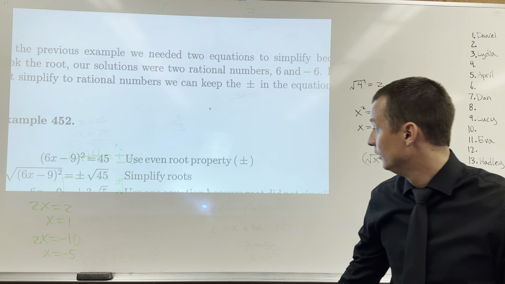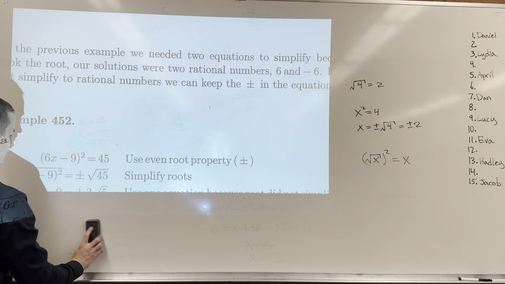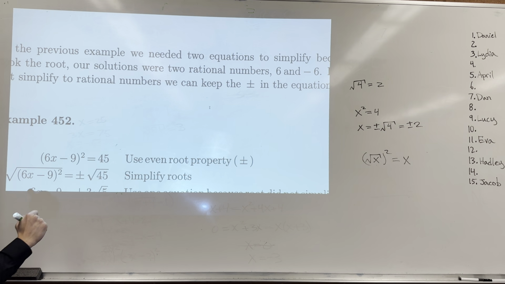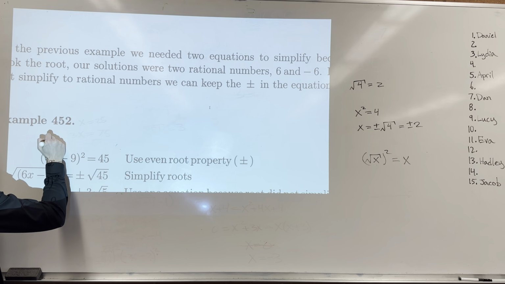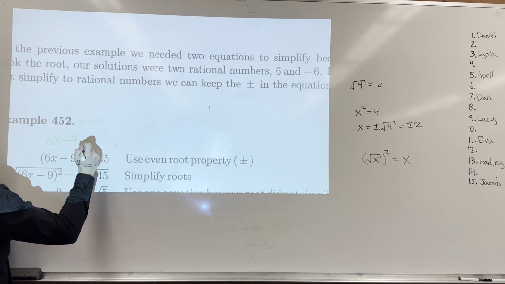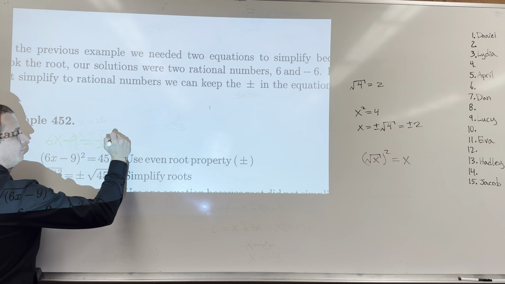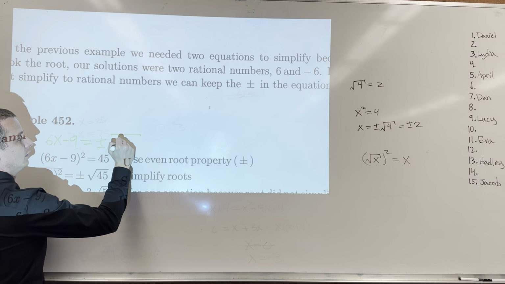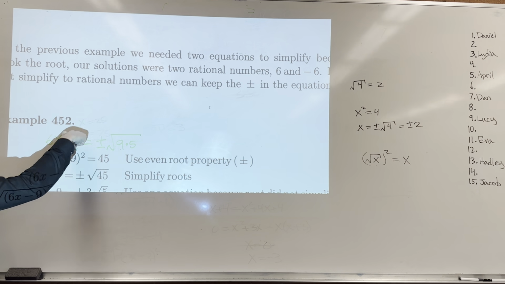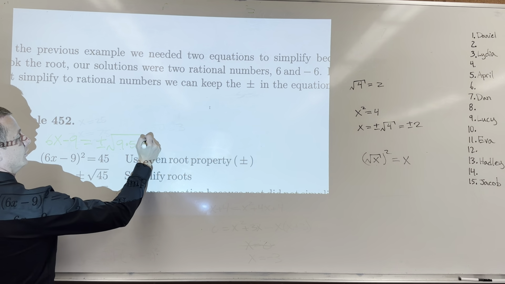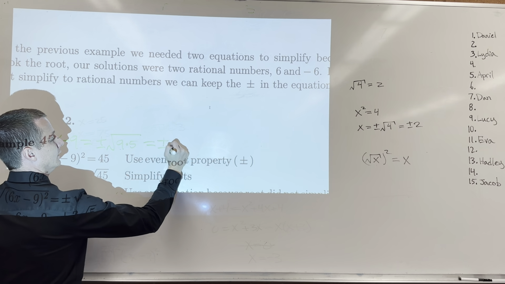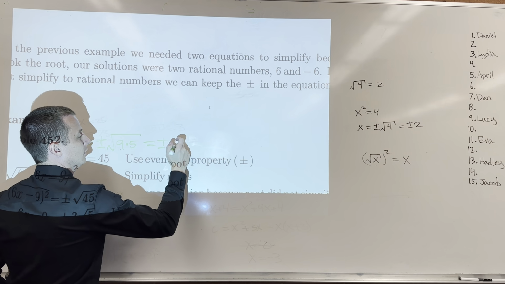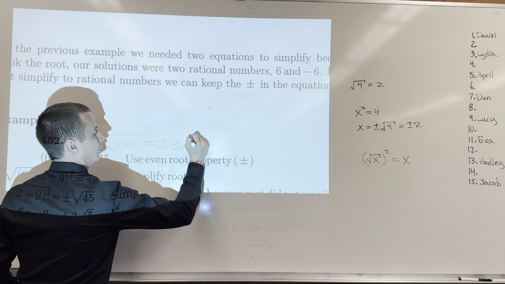All right. Try another one of these. So I have 6x minus 9 squared equals 45. Take the square root of both sides. So I get 6x minus 9 is equal to plus or minus the square root of 45. Now, 45 is the same thing as what? 9 times 5. So we can pull the 9 out and make it a 3. So this is going to be equal to plus or minus 3 square roots of 5.